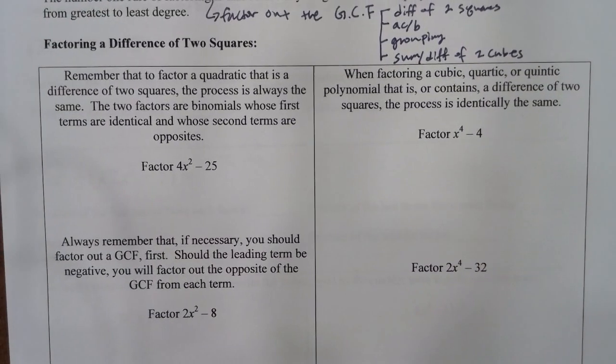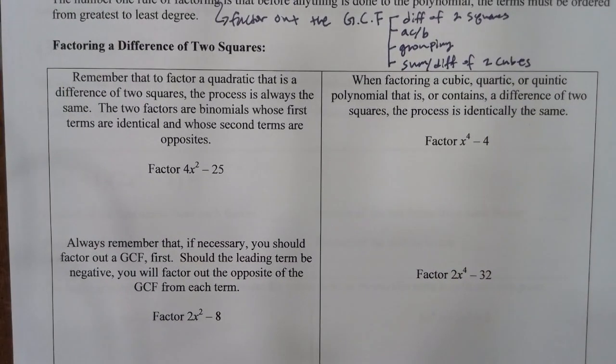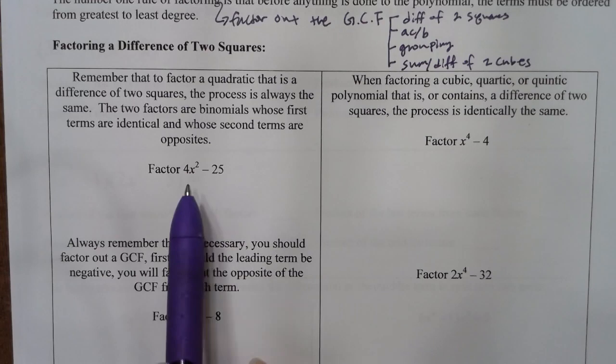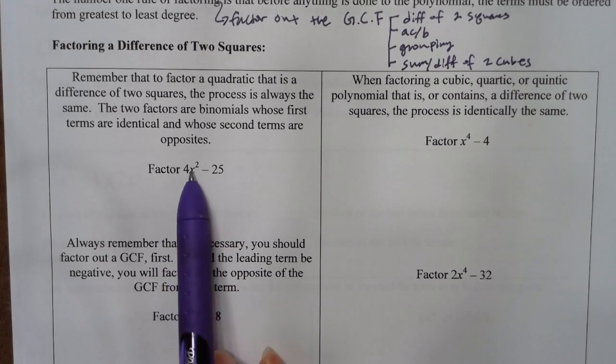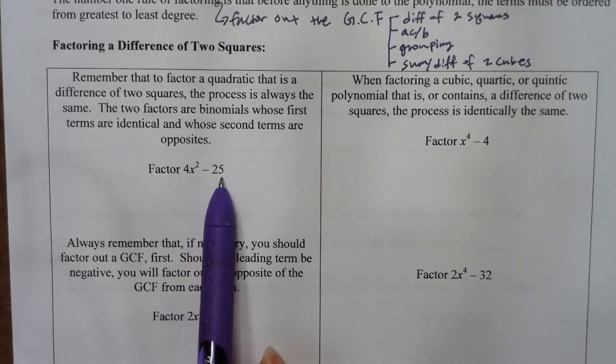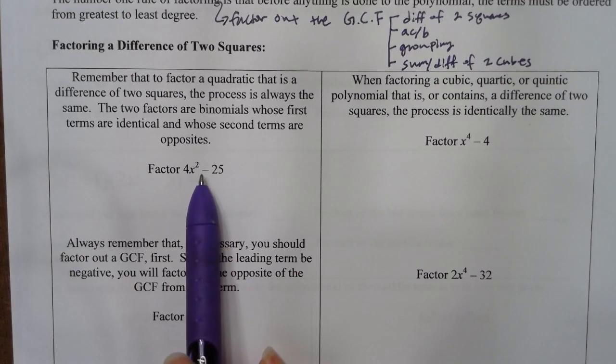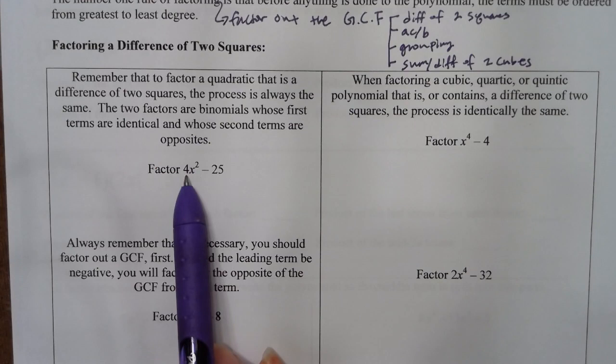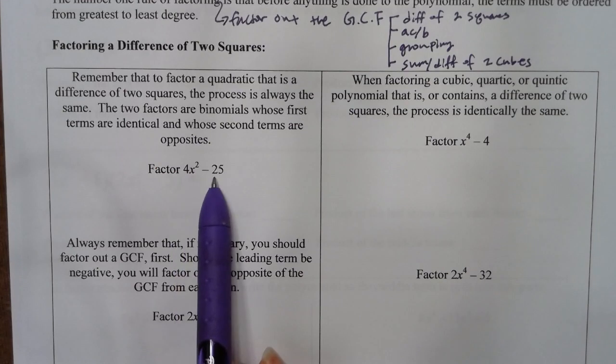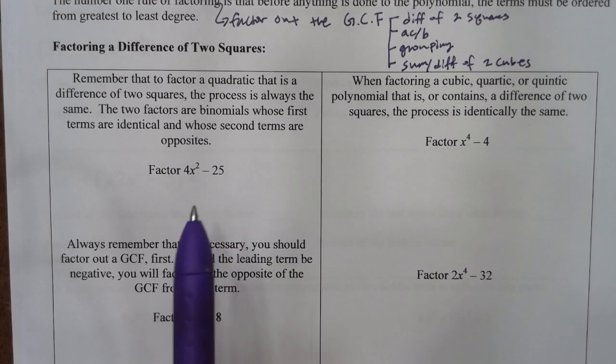Okay, so the first factoring method we're going to visit is factoring a difference of two squares. So let me just look at the problem. It says factor 4x squared minus 25. Alright, what's the first step of factoring again? Factor out the greatest common factor, which in this case is just going to be 1. So we can ignore that.